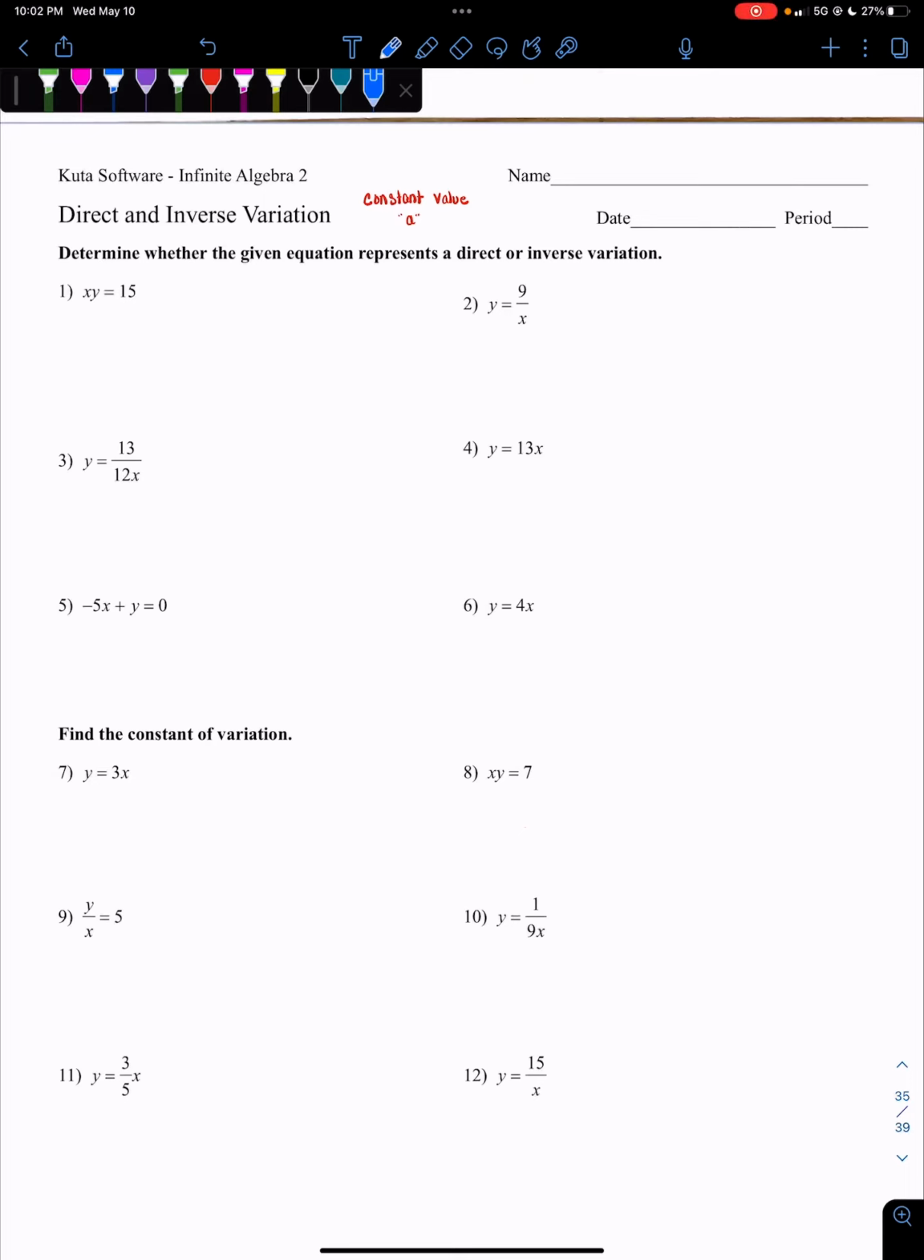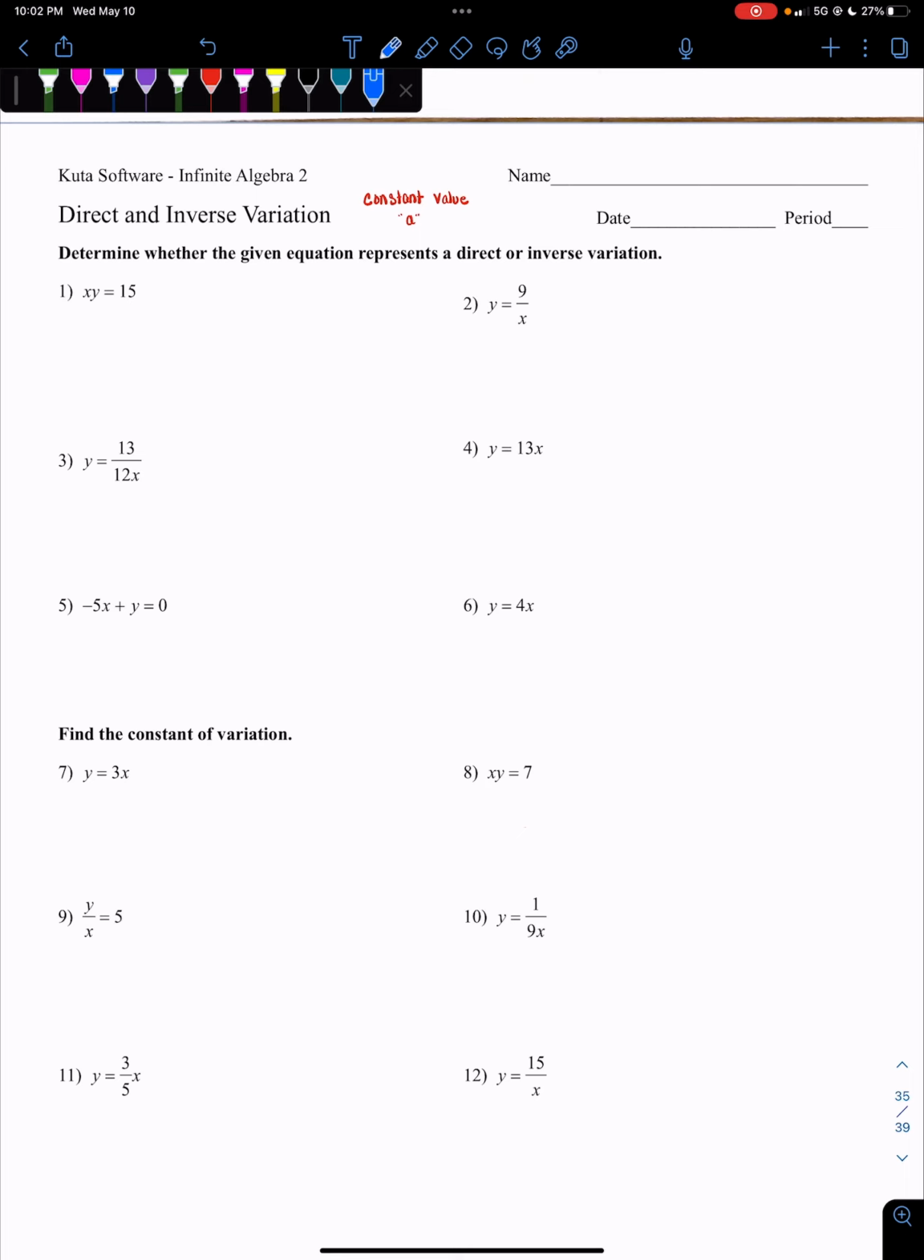Hi guys, let's go ahead and get started looking at the direct and inverse variation on the worksheet that I left in class on Tuesday. So on these first few, we are going to determine whether it represents a direct variation or an inverse variation.